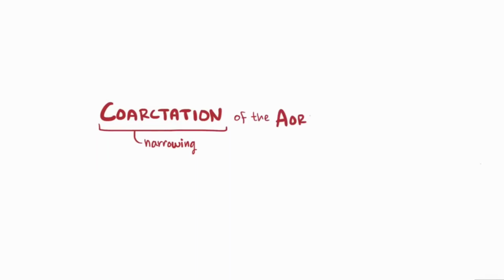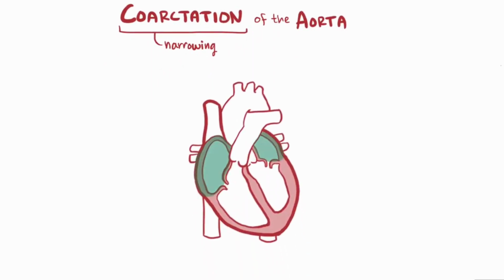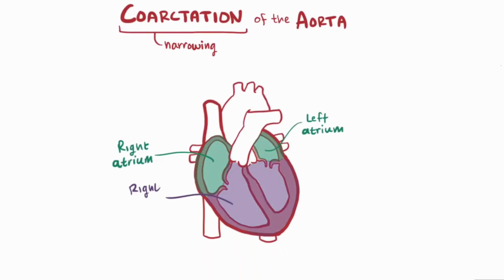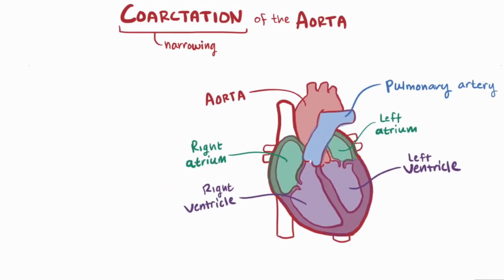So a coarctation of the aorta means a narrowing of the aorta. If we look at the heart, we've got the right and left atria, the right and left ventricles, the pulmonary artery leaving the right ventricle to the lungs, and the aorta leaving the left ventricle and going to the body. There are two forms of aortic coarctation to be familiar with, an infant form and an adult form.